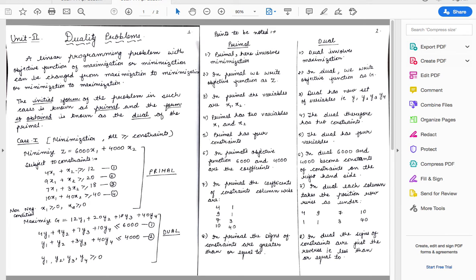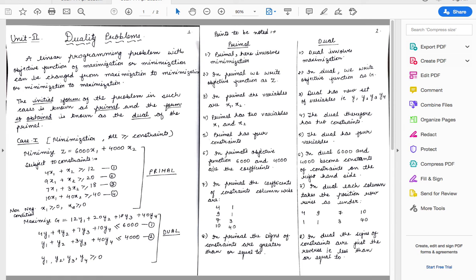Here you can see we have two variables. Here we have two constraints. Primal has four constraints, the dual has four variables. Primal has four constraints 1, 2, 3, 4. And the dual has four variables y1, y2, y3, y4.